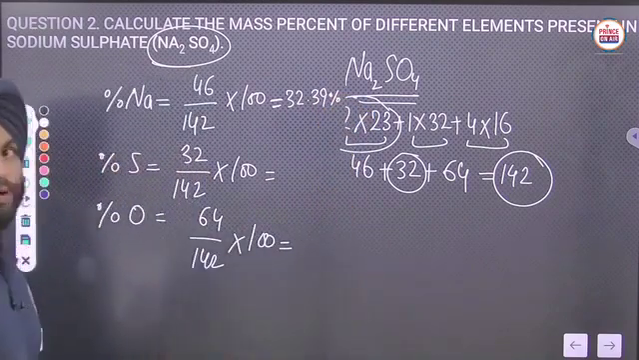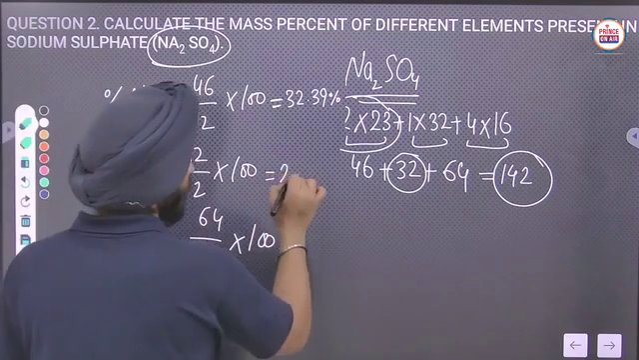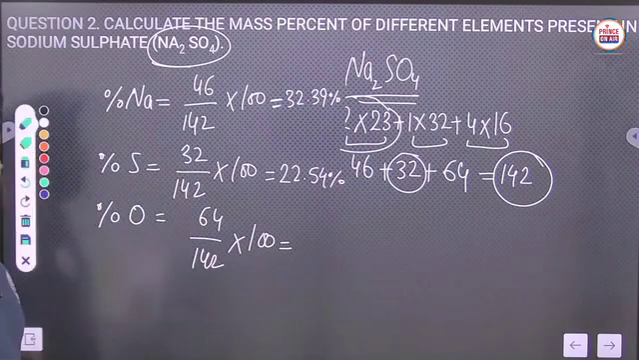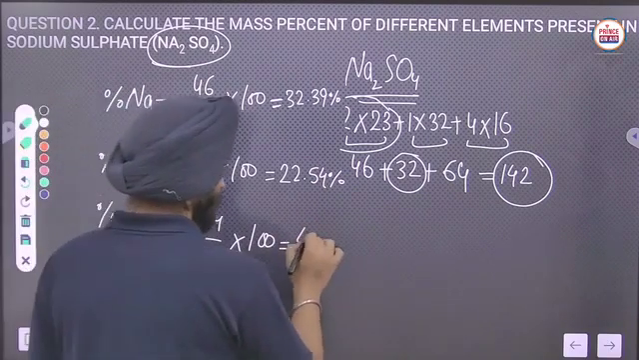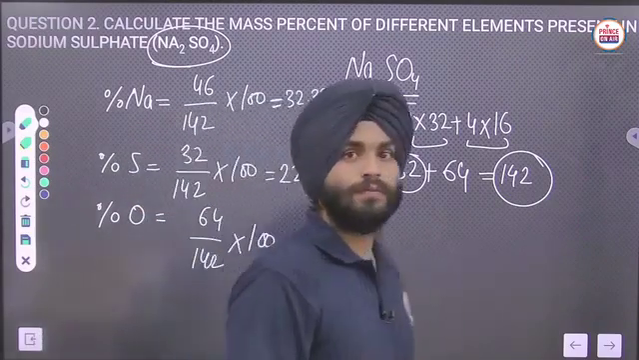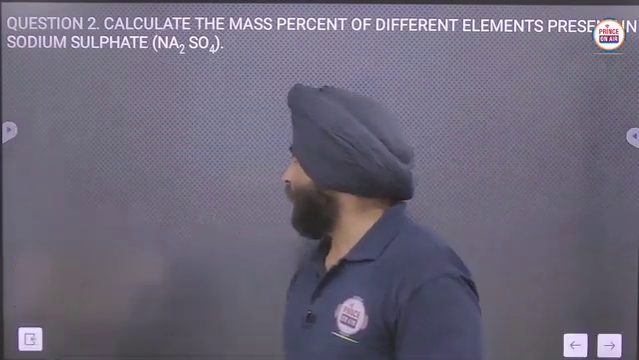Okay, 32.39, and that of sulfur comes out to be 22.54. And the percentage of oxygen will come out to be 45.07%. That calculation you have to do yourself. Okay, yeah. So let's move to the next question.